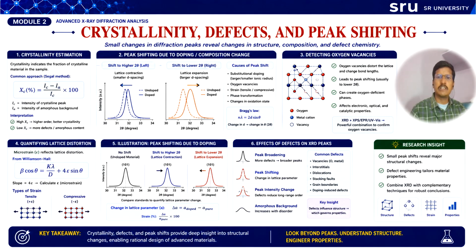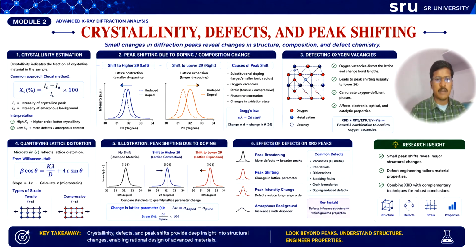Now look at the illustration showing the peak shifting due to doping. You can see here, the first one has no shift in the peak position. It is like the undoped material. When it is doped with a lower atomic radius element, the lattice is contracted and the peak shifts towards the higher angles. In the other case, when we dope with higher atomic radius elements, the peak position shifts towards the lower side.